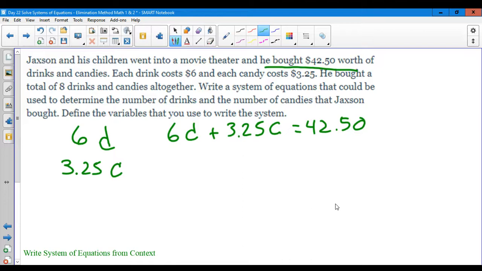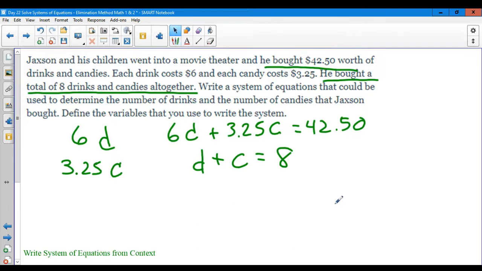The other equation is right here in this next sentence. He bought a total of 8 drinks and candies altogether. So just the number of drinks plus the number of candies was a total of 8. That second equation, I hope you can decide is easy to write. But now we have to use either the elimination method or the substitution method to solve this.